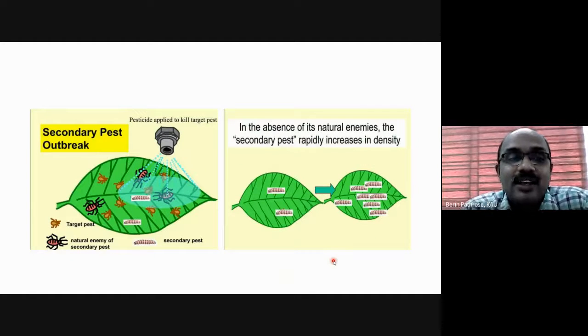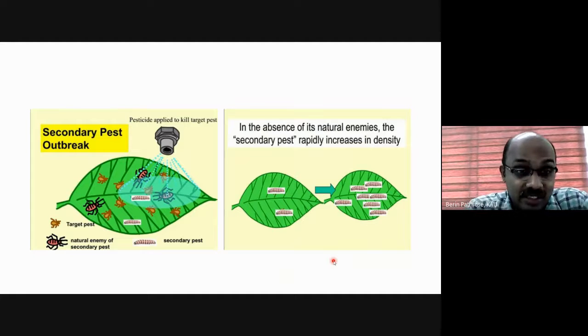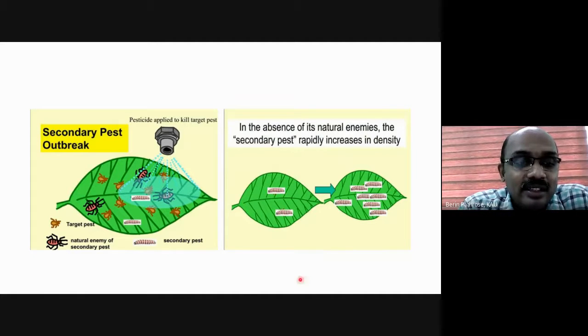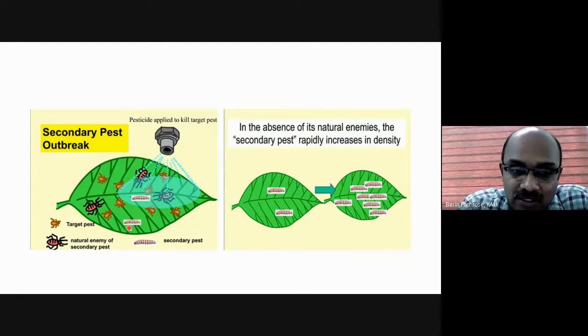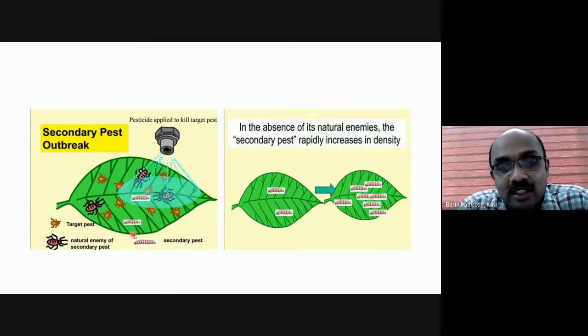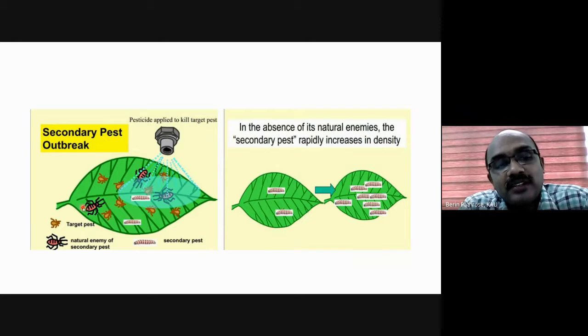But what happens in secondary pest outbreak or secondary pest resurgence? Here we have the pest, the natural enemy, and a minor pest over here, this larva. We have the minor pest. We go for the spray, and all the pests as well as the natural enemy will get killed.